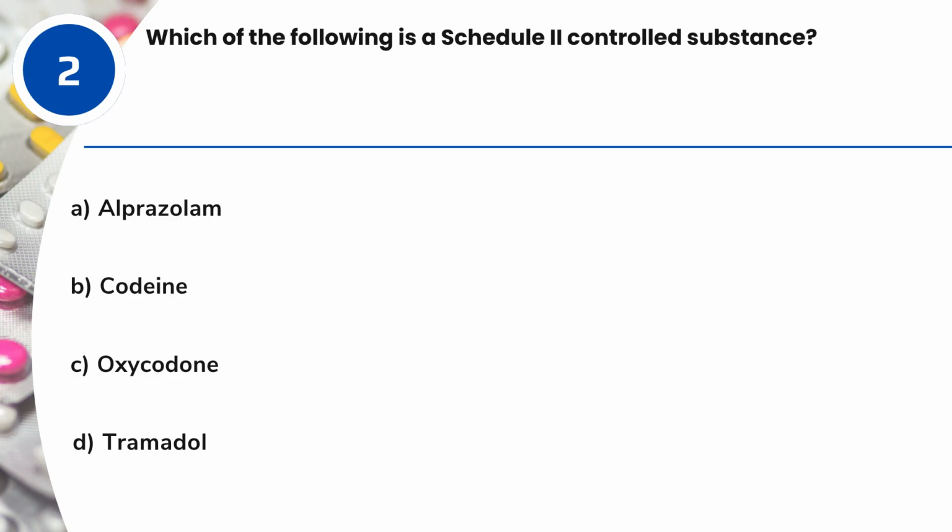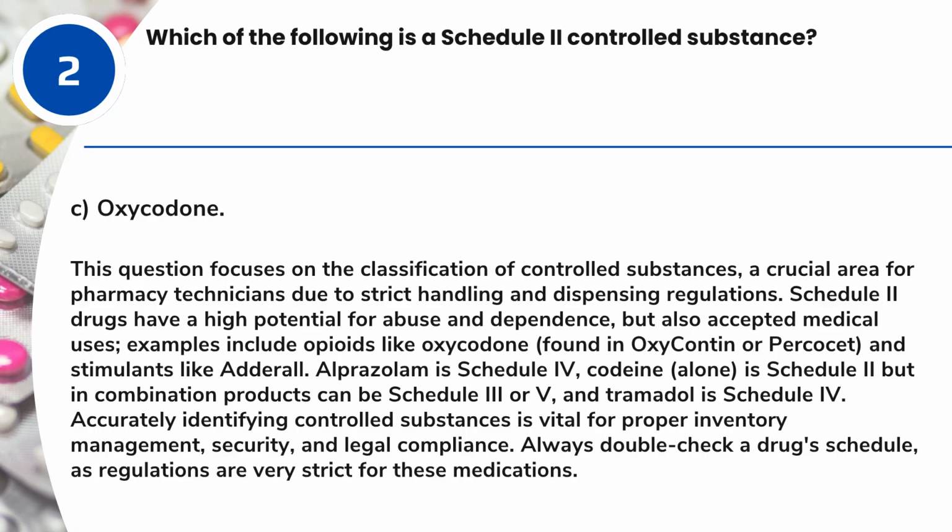Question 2. Which of the following is a Schedule II controlled substance? A. Alprazolam. B. Codeine. C. Oxycodone. D. Tramadol. Answer: C. Oxycodone. This question focuses on the classification of controlled substances, a crucial area for pharmacy technicians due to strict handling and dispensing regulations.